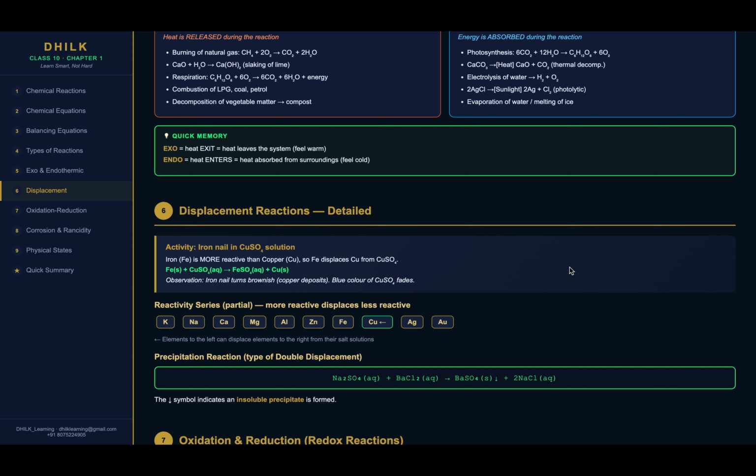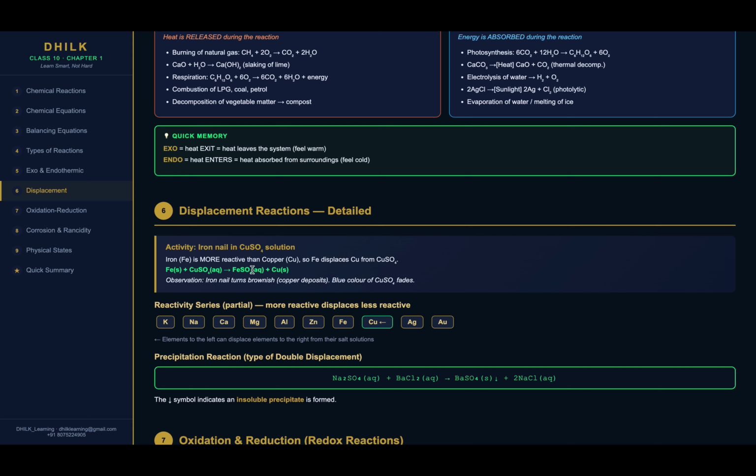This is because iron is more reactive than copper in the reactivity series. So iron displaces copper from copper sulfate. The equation is Fe plus CuSO4, which is aqueous, gives FeSO4 plus Cu, which is solid. So here Fe is more reactive, so it displaces copper from the copper sulfate solution and releases the copper, and iron takes the place of the copper, so it forms FeSO4.